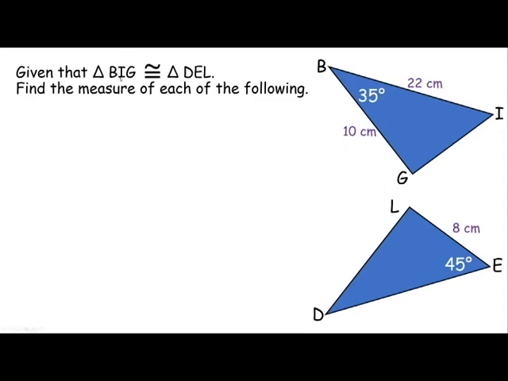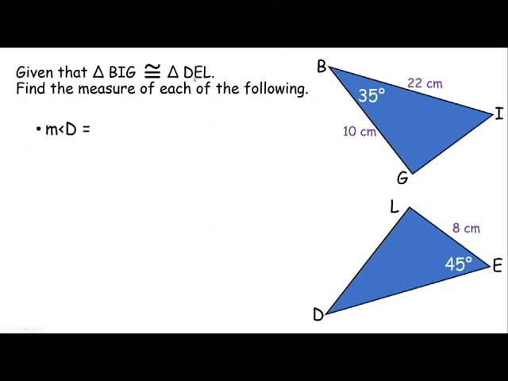This is triangle BIG is congruent to triangle DEL. We want to see if we can find some missing pieces of information. Again, I'm not going to ask you to pause between each problem, but I am going to suggest ahead of time you do that. And then as you need to, just pause and restart. This is the only time I'm going to mention it on this slide.